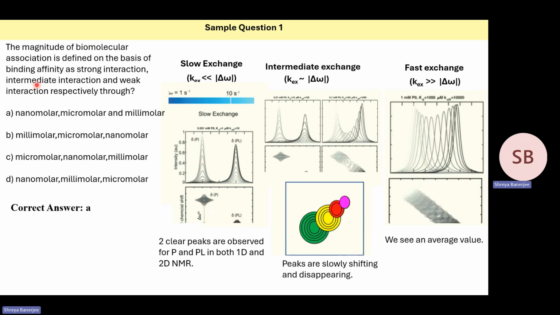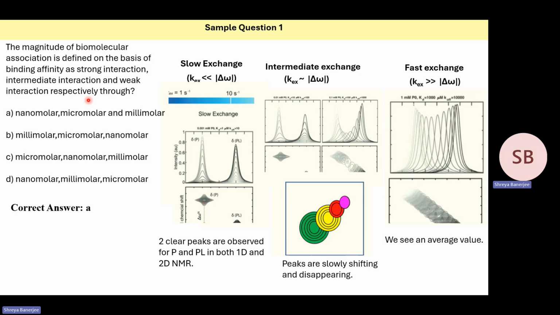Now, if you have intermediate interaction, there will be intermediate exchange. That is, the two peaks are now slowly starting to merge because the interaction is not that strong. Even in 2D NMR, the peaks will start shifting. So from the peak of the protein, it will slowly start shifting into the peak of the protein ligand complex. They are no longer two distinct peaks.